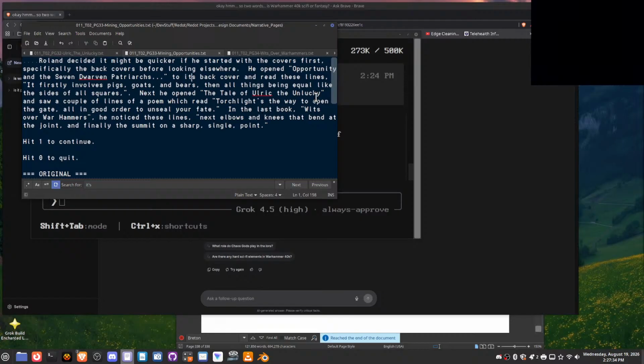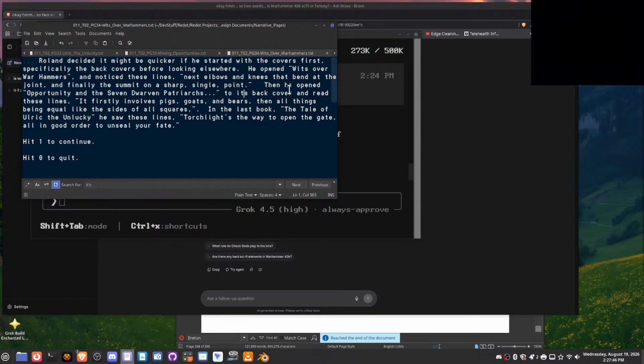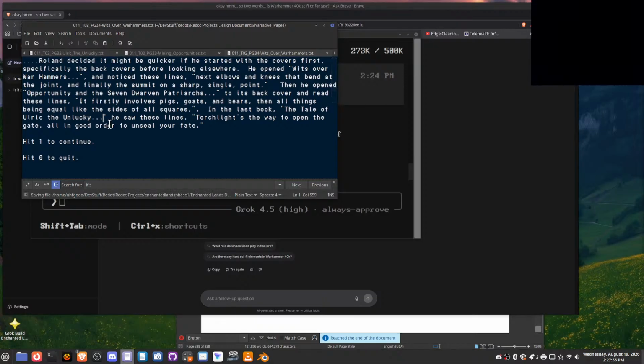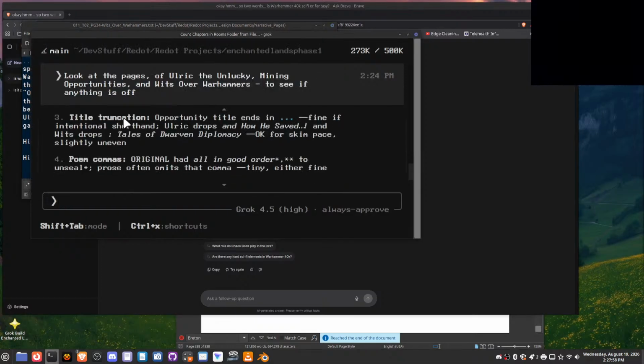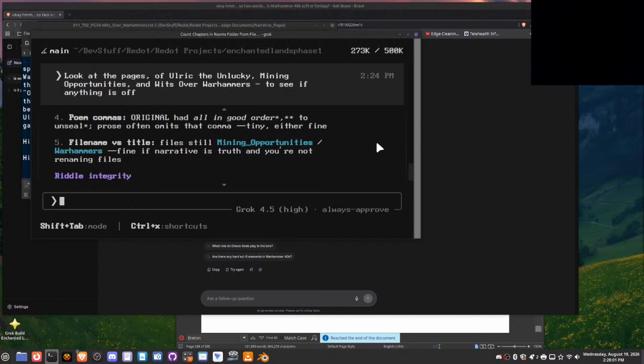Seven Dwarf Patriarchs, Orc the Unlucky, and Warhammers, dot, tab, Warhammers, and Orc the Unlucky, dot. Commas: original had all in good order, comma, to unseal. Pros often admit that comma, tiny. Commas, all in good order.